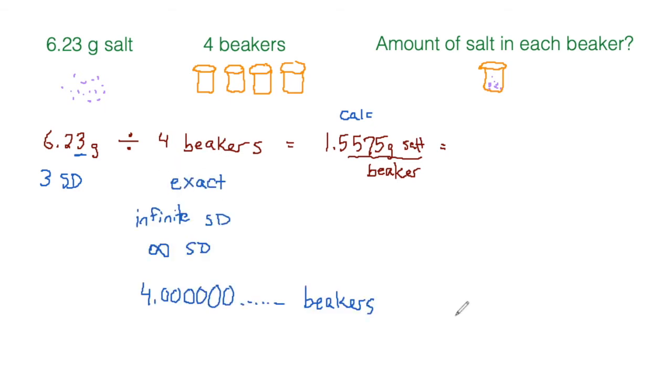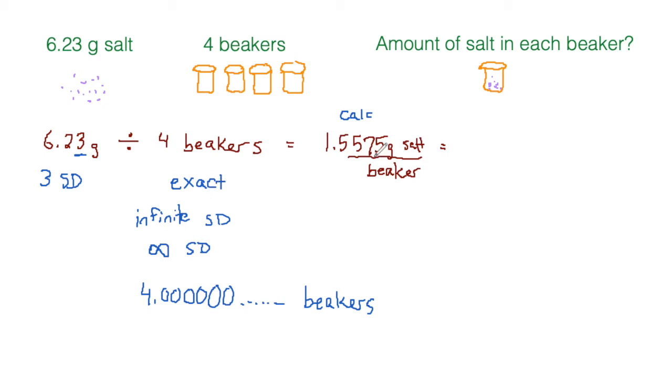If the last digit has the uncertainty, we can never really have a last digit. We can express this as 4.00000 onto infinity beakers because we don't have any uncertainty at all in the number of beakers. So an exact number has infinite number of significant digits. Here's the infinity sign if you want to express it that way.